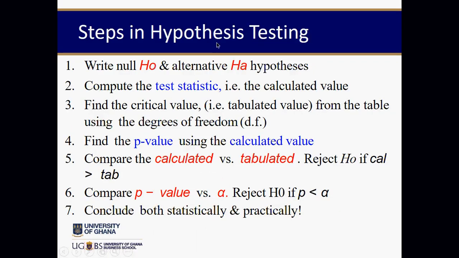So, steps in testing hypothesis. You write your null hypothesis and alternative hypothesis. Then you compute the test statistic, that is the calculated value. Find the critical value, that is the tabulated value from the table using the degrees of freedom. Find the p-value using the calculated value.